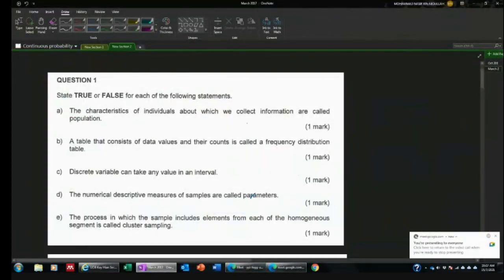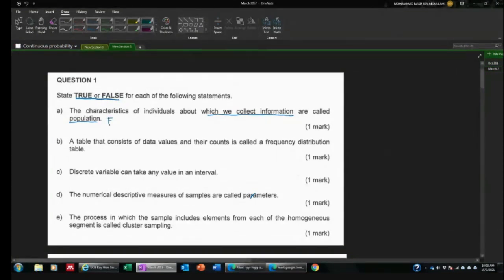Alright, so question number 1. State true or false for each of the following statements. The first one says the characteristic of individuals about which we collect information are called population. So characteristic is not a population, this is actually false. Characteristic means the variable of interest.